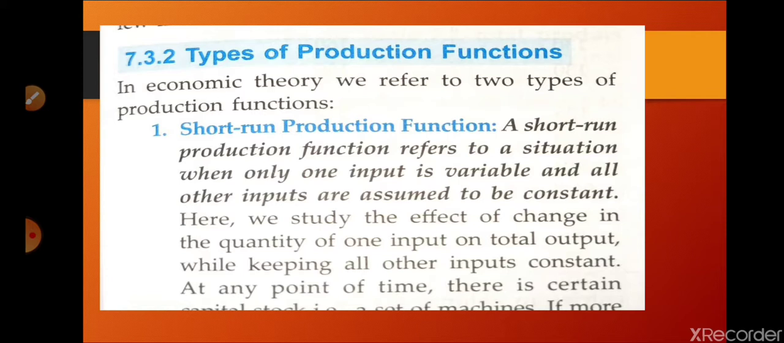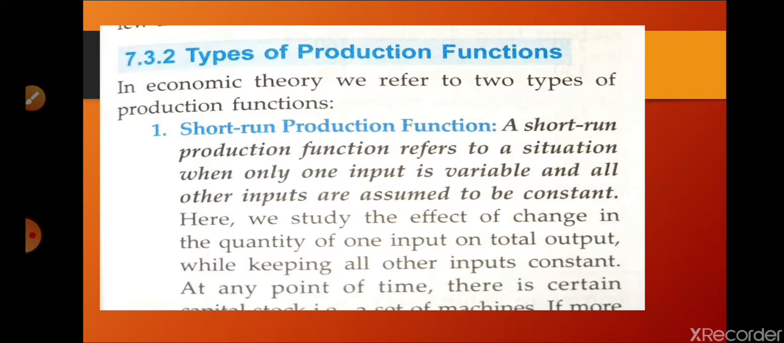So the behavior of output when only one input is changed and other inputs are fixed in the term is known as return to a factor. As I told you, what is return to a factor? It means when only one factor we are changing, and due to that factor there is change in production, that condition is known as return to a factor. So short run production function is also known as returns to a factor.